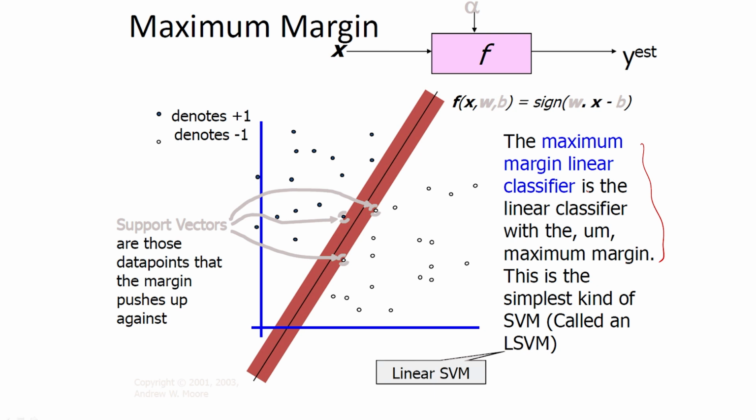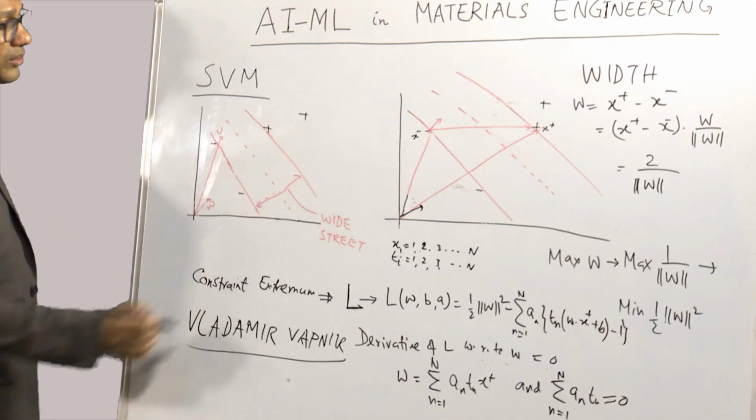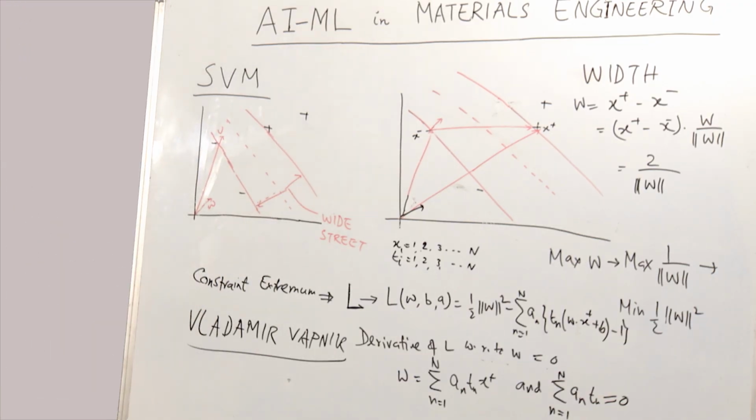This is widely used. See here it is written maximum margin linear classifier, the linear classifier with the maximum margin, that is the width of this street. Okay. And this is sometimes called LSVM, that is the linear support vector machine, and support vectors are the data points which are lying on the edges of this street. Okay. These are all the gutters of the street, and these points are lying on the gutters of the street. Okay. These are actually forming the support vectors.